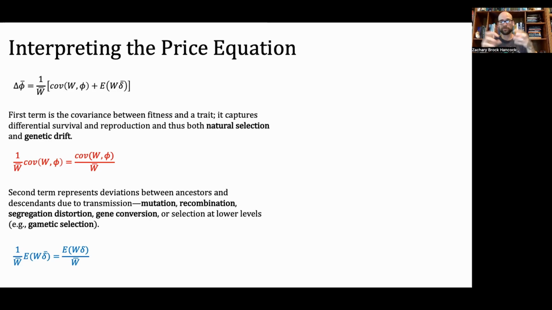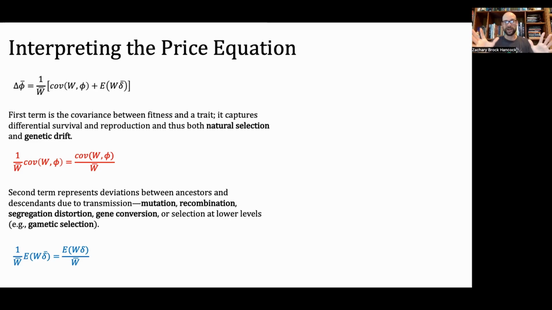Hence, this term is capturing differential reproduction and survival. Now remember, as I showed before, you can also have a positive or negative, a non-zero covariance for terms that are actually randomly associated. So you could have some trait value that has no causal relationship to fitness, and yet they have covariance with one another. Hence, that's genetic drift. Therefore, both of those terms are captured by the very first term in the Price equation.